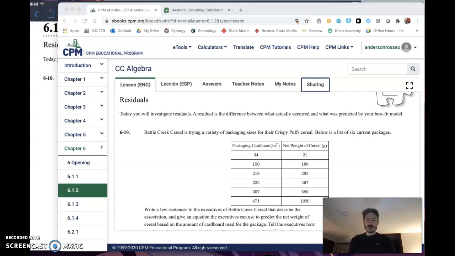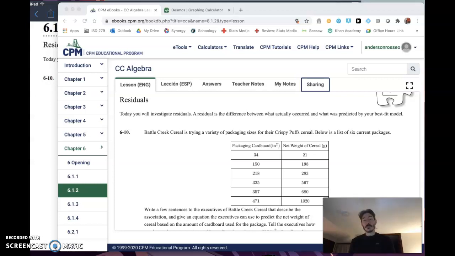A residual, as it's defined here, is the difference between what actually occurred and what was predicted by our best fit model. So we're going to look at a prediction. We're going to figure out how it differs or deviates from actual factual data. And we're going to call that a residual. And like I said, that's a fancy name for an error.